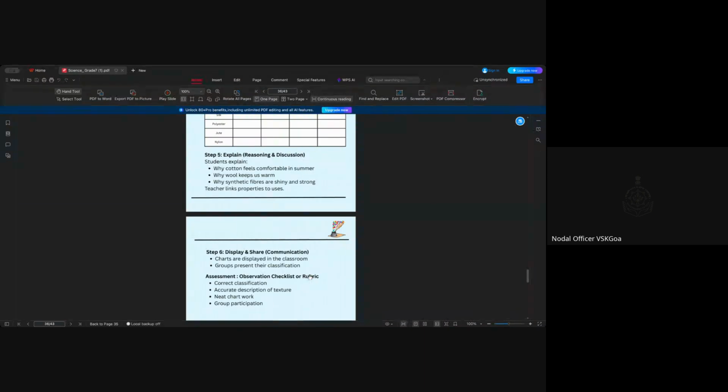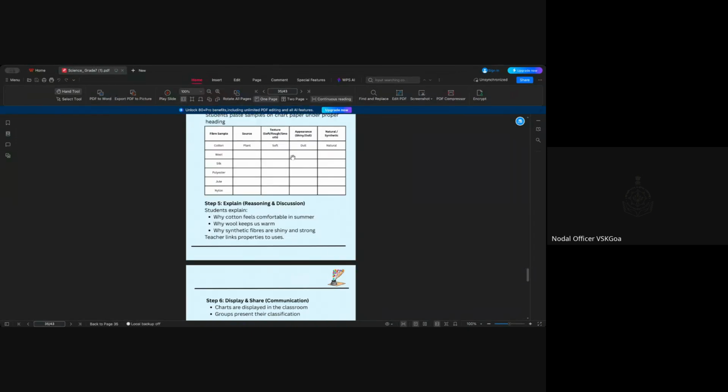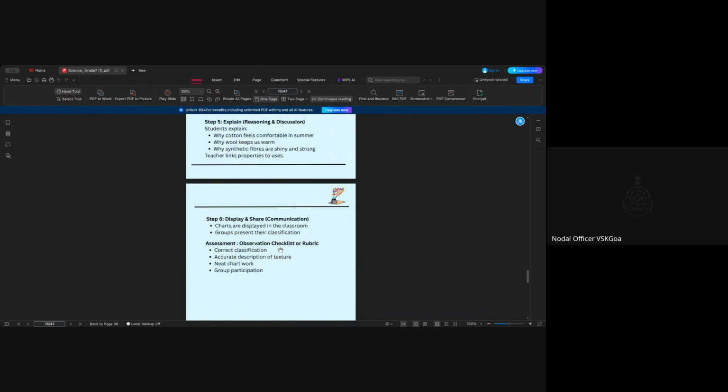you can have this chart displayed in the classroom and let the student groups present their classification, why they have put it in this particular case, or why they feel that texture and appearance are of that sense. Why that sense is made to that particular group. That can be explained to the whole class by that group of students.